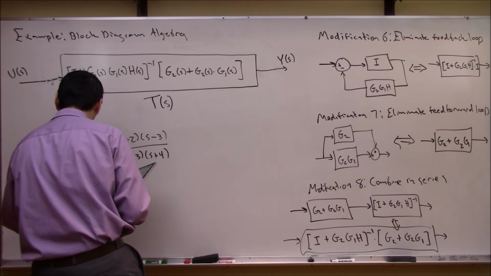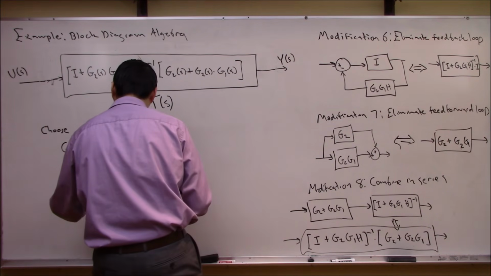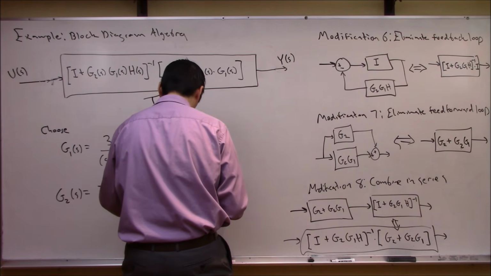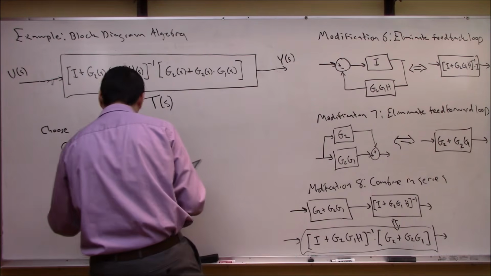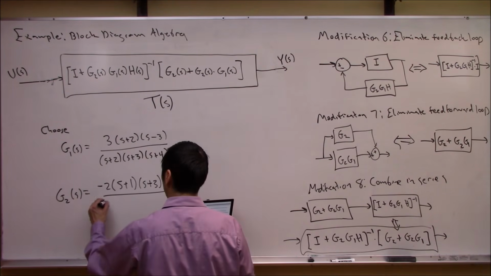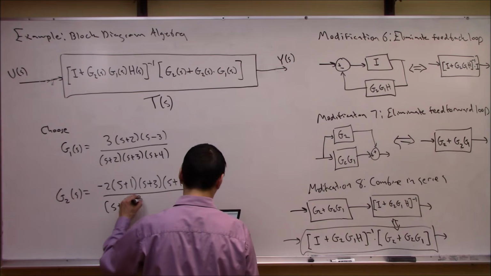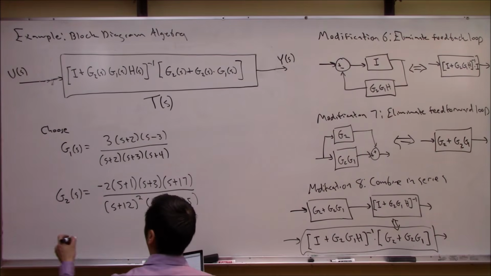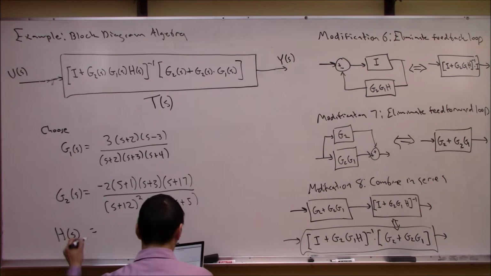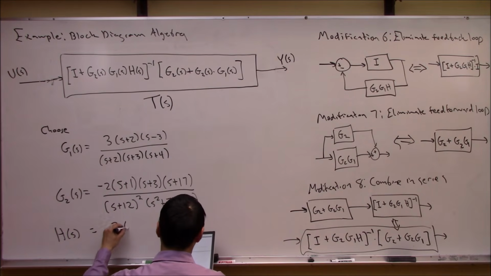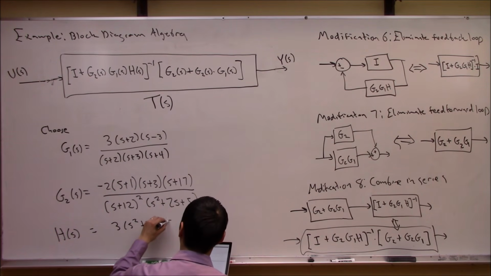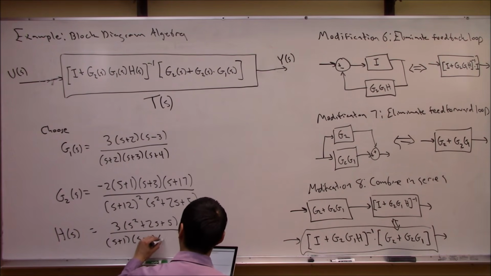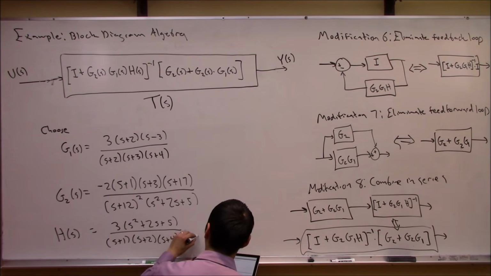Here's my G2 of S. It's going to be like, I don't know, -2. And again, I'm using something pretty complicated just to show that it doesn't matter how complicated these initial transfer functions are. If we did the math correctly, this should all follow through and it should all work here, right? So here, S squared plus 2S plus 5. And then finally for an H, let's just go ahead and use 3S squared plus 2S plus 5 all over S plus 1, S plus 2, S plus 4, S plus 6.